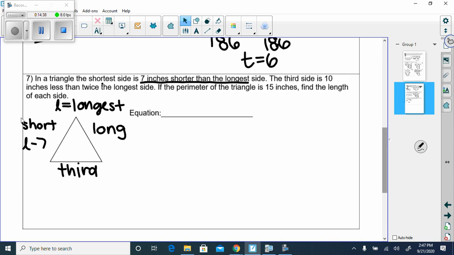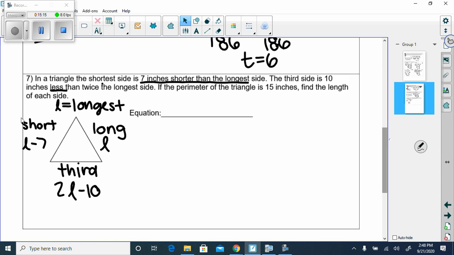Okay. Then it starts talking about the third side. It says the third side is 10 inches less. So that would mean I am subtracting 10. 10 less than twice the longest side. Twice means multiply by 2. Okay. And then my longest side is just L, right? It's the one we're talking about. So we said our short side is L minus 7, our third side is 2L minus 10, and our long side is just L.